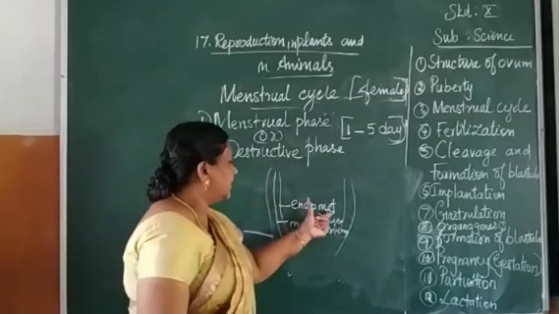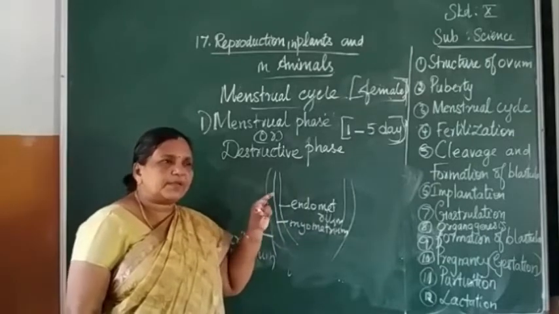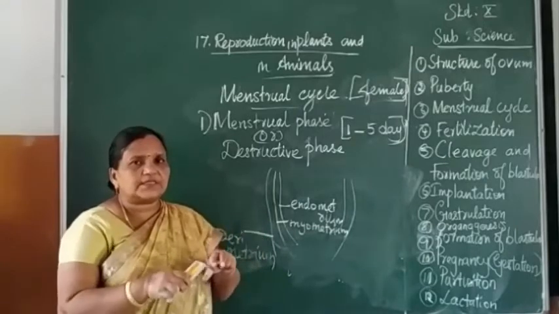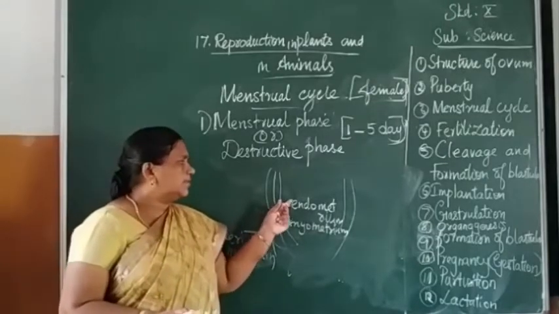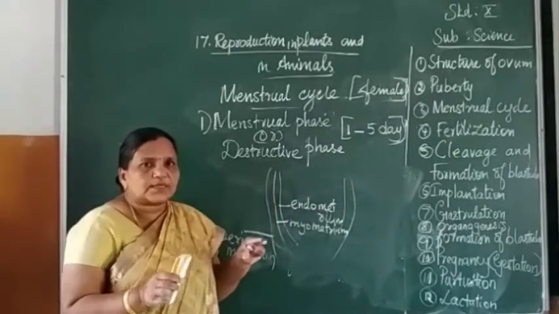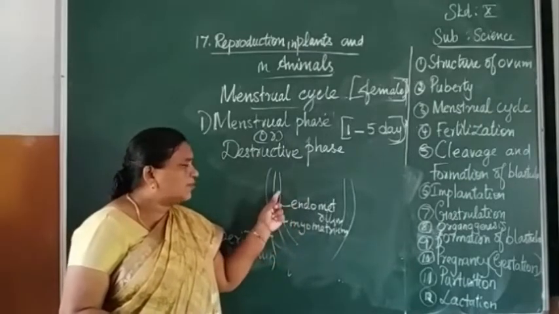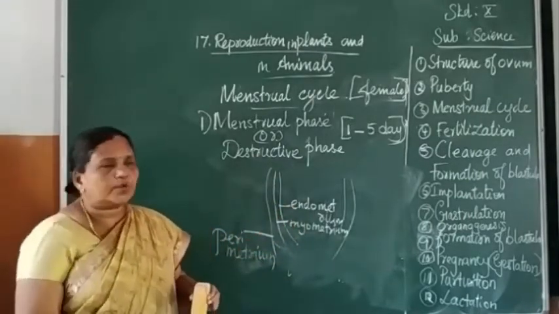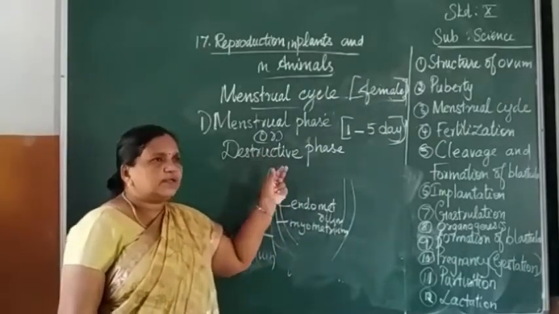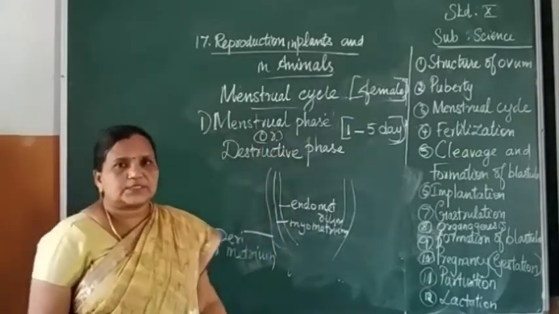On the interior side the endometrium is present, and in this endometrium, blood vessels are present. After the baby formation, these blood vessels circulate the blood to the baby. But if there is no zygote formation, that is, no fertilization happens, these endometrial blood vessels will break into small pieces and come out as blood flow. That's why the destruction of blood vessels happens in the menstrual phase. It is called the destructive phase.